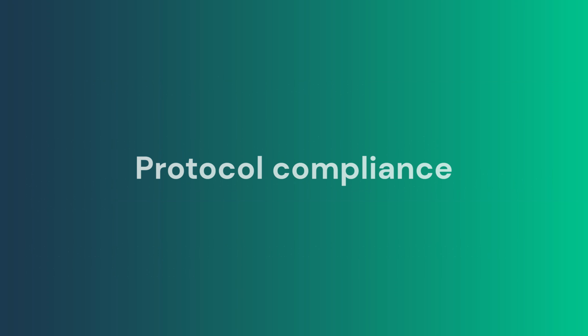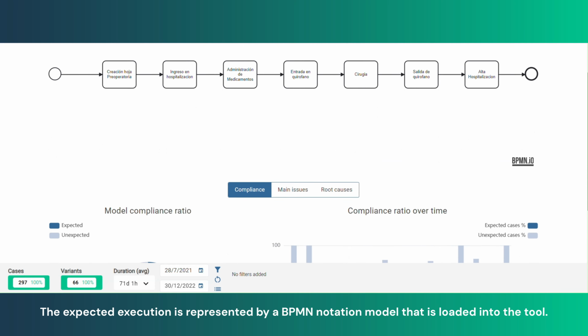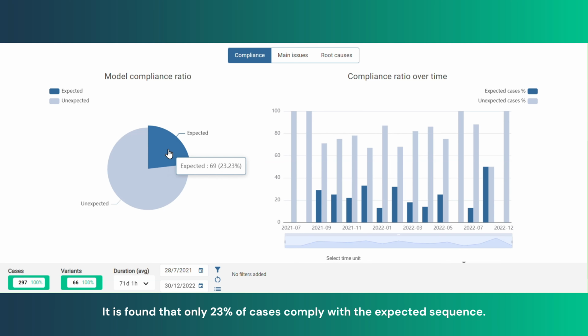Protocol compliance. The expected execution is represented by a BPMN notation model that is loaded into the tool. Inverbis allows detecting differences between the expected and the actual processes. In this case, it is seen that in most cases, the defined procedure is not followed. It is found that only 23% of cases comply with the expected sequence.